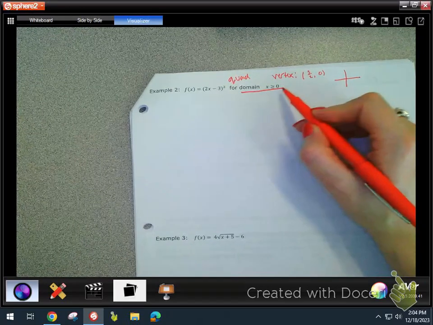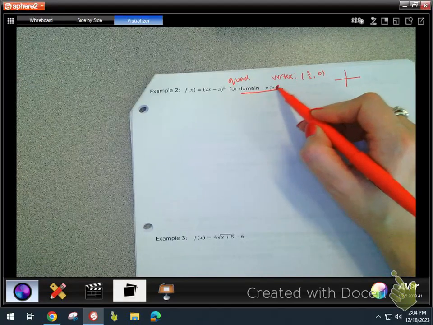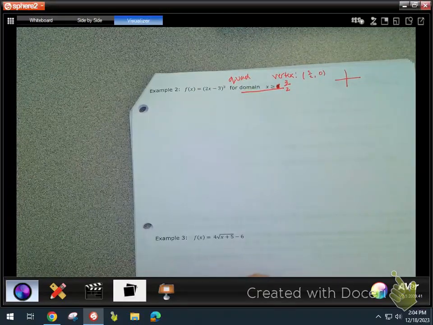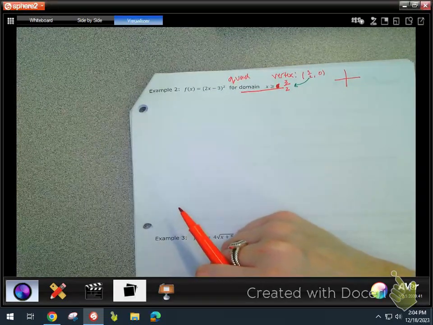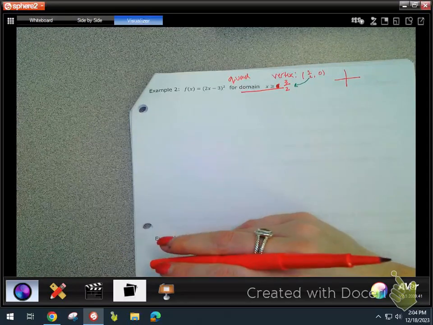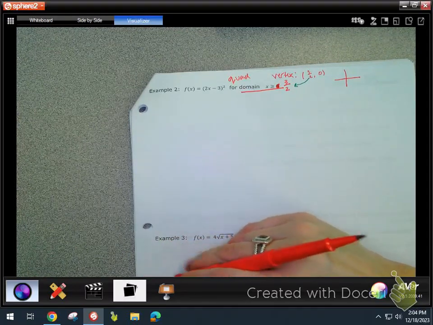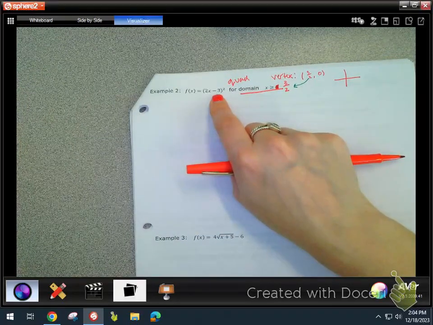There's a mistake on this domain. It should be x is greater than or equal to 3 over 2. Just go ahead and write that down, then we're going to talk about it. So again, I kind of told y'all that the vertex point of your parabola has to do with your domain restriction. Why is it 3 over 2? Anybody know? Because it has to move 3 and it's divided by 2.